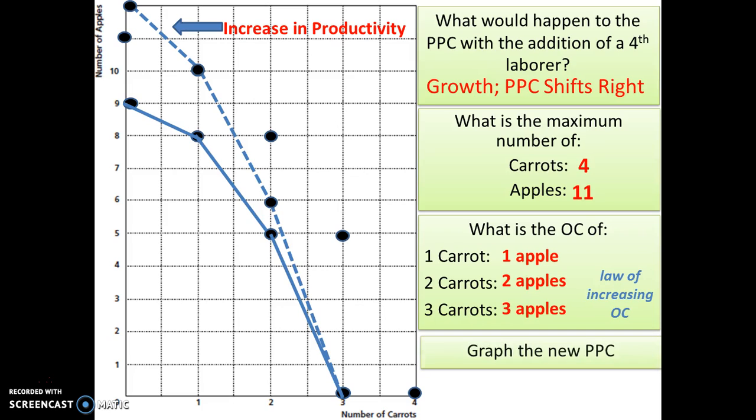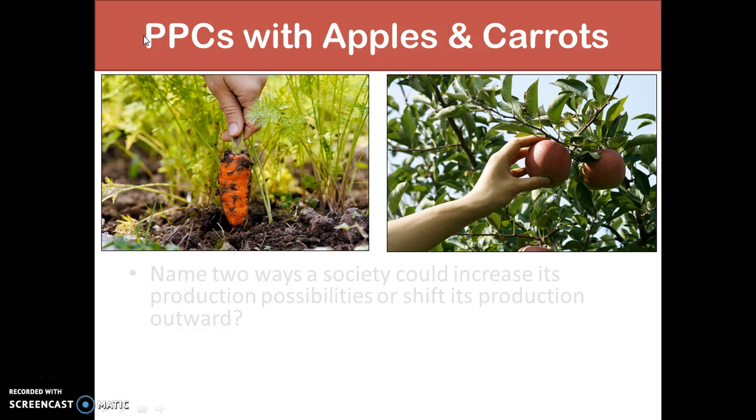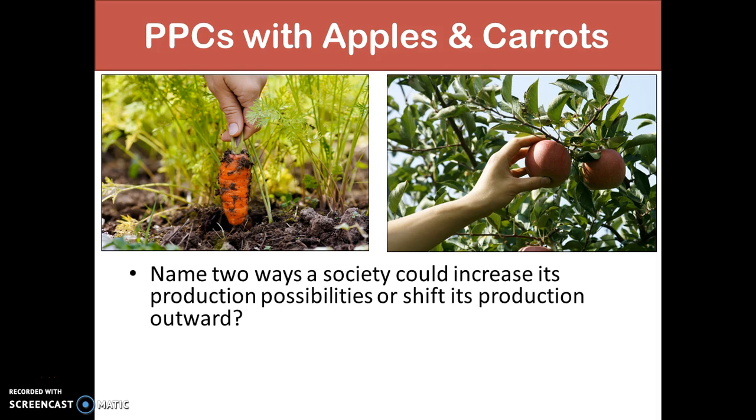We plot those points, connect our dots, graph that new PPC, and we can label it as an increase in resources. So here we have 2 different ways that we can grow our PPC, one through an increase in productivity, another with an increase in resources. Adding that labor affected our ability to both pick apples and pull carrots. That's why we see a shift of the whole PPC, unlike the first one where we only saw a shift for apples. So to summarize, there are 2 ways society could increase its production possibilities or shift its production outward.